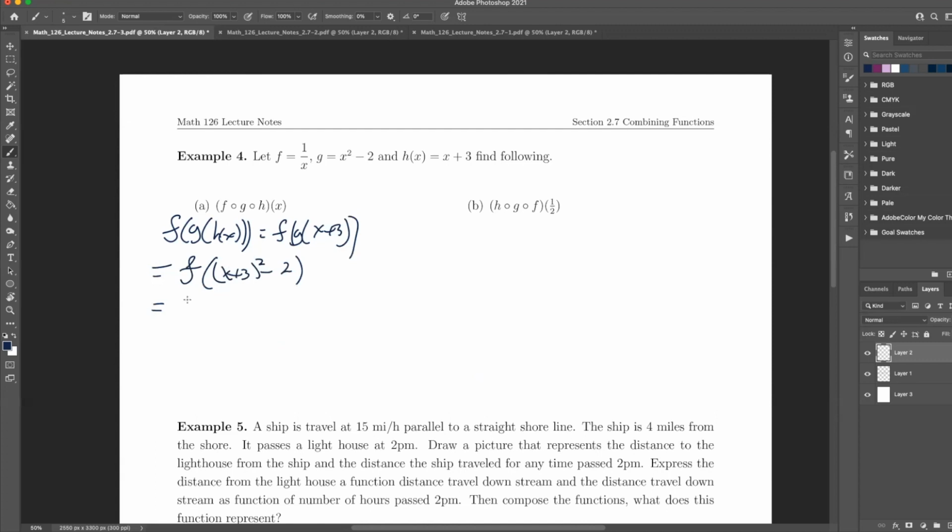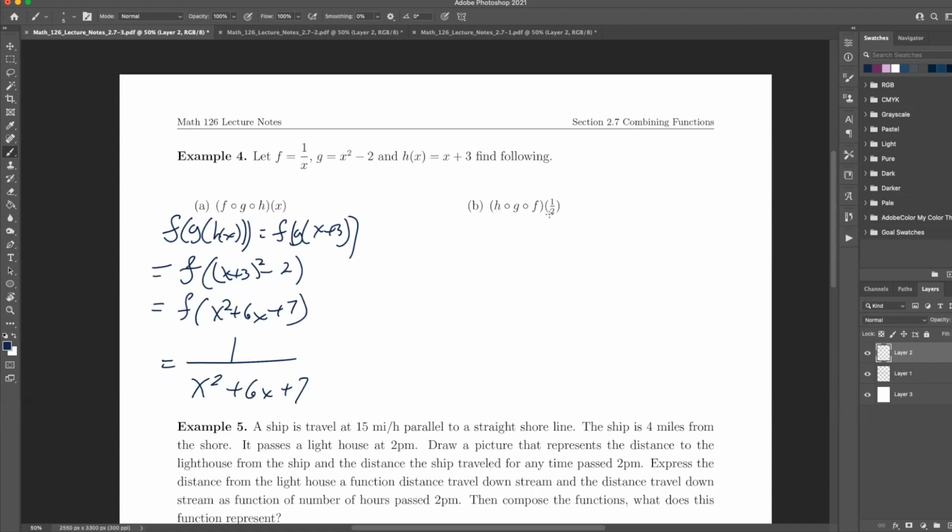And then here, I'll simplify that before moving forward. So it'll be x squared plus 6x plus 7. That's just doing the math. And then here, 1 over x. So this is equal to 1 over x squared plus 6x plus 7.